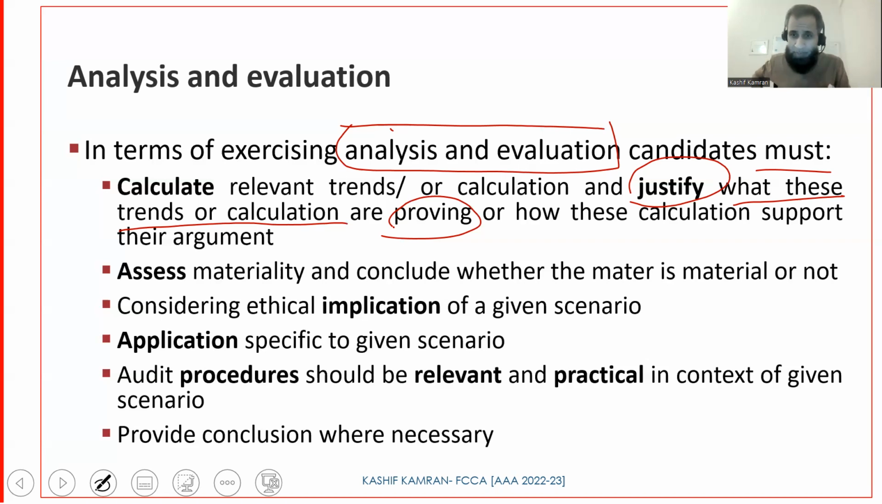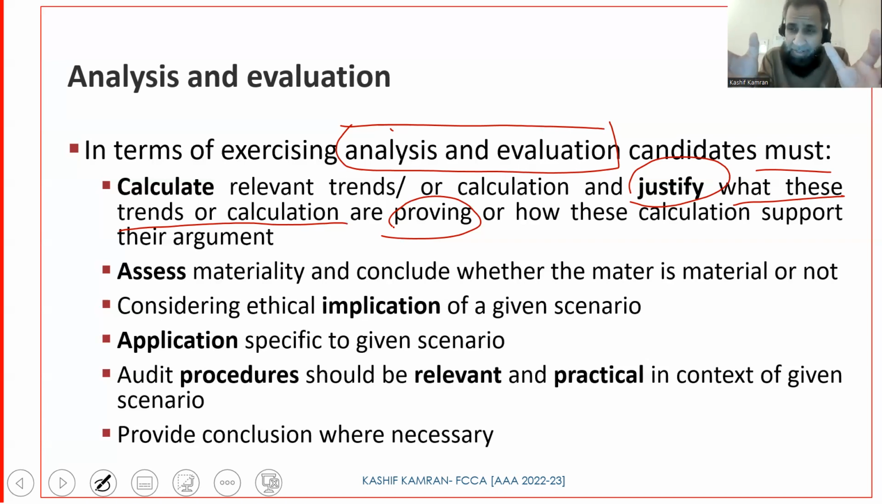So if you want to properly analyze or evaluate, you need to prove, you need to justify what is the purpose of this trend or this calculation or this ratio. You might use it in the context of a going concern question. You might use it in the context of an audit risk question. You might use it in so many contexts in the AAA paper, even in the reporting questions.